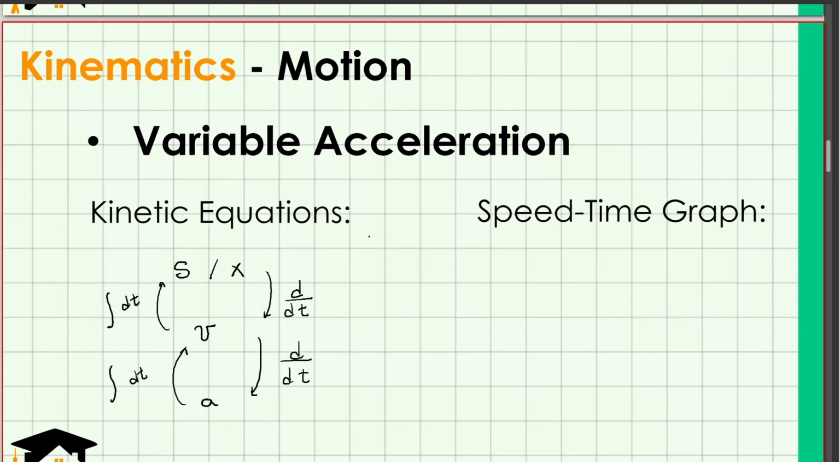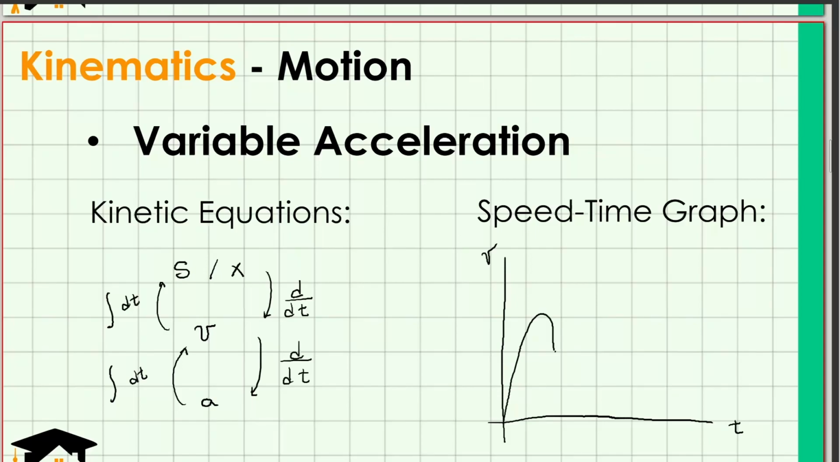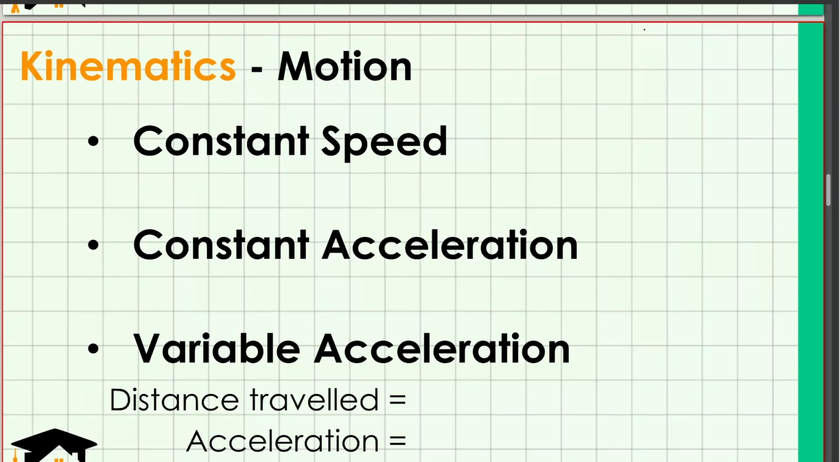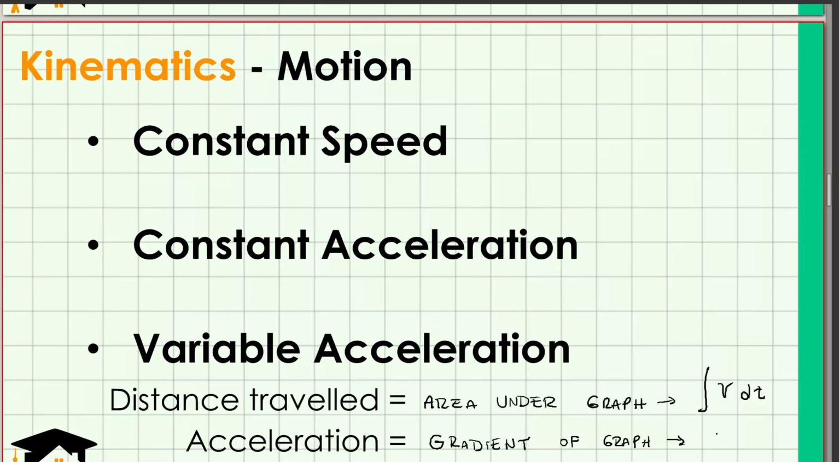And in this case, with variable acceleration, the speed time graph is very complex. It can look something like this. In all these three cases, the distance traveled is going to be the area under the graph. So for this, we will have to integrate the velocity with respect to time. And the acceleration will be the gradient of the graph. So for this, we will have to differentiate the speed.